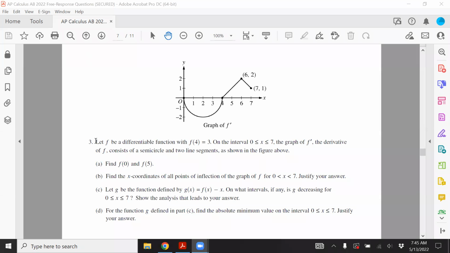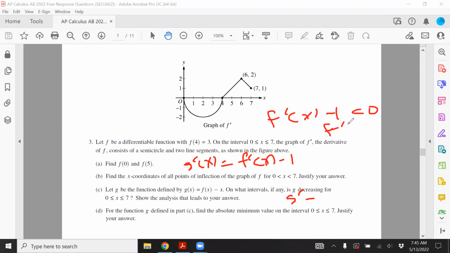Part C, they give you a new function g of x equals f(x) minus x. I want intervals, if any, where g is decreasing. Okay, so you want g to be decreasing, you want g prime to be negative. Well, g prime of x is just going to be f prime of x minus 1, because the derivative of x is 1. So then you want that to be negative. You want f prime of x minus 1 to be less than 0, or f prime of x to be less than 1. Great.